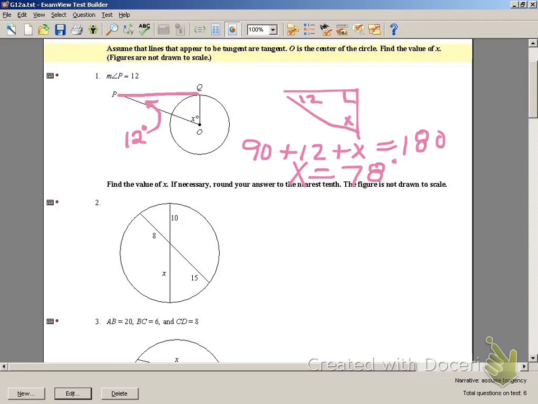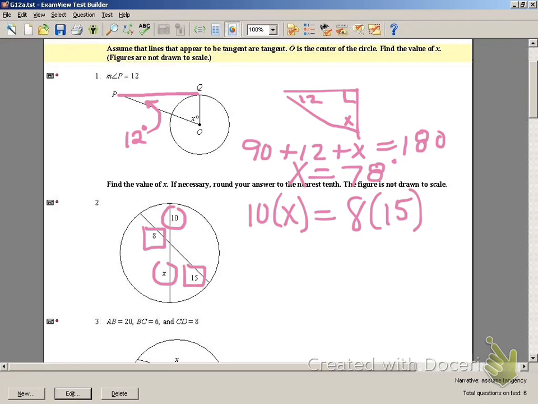Next, question number 2. Find the value of x. If necessary, round your answer to the nearest tenth. The figure is not drawn to scale. If we have two chords, then if you multiply the pieces of one chord together, the product would equal the product of the pieces of the other chord. So we have 10x equals 120, x equals 12.